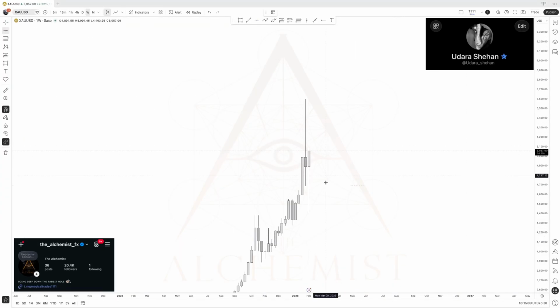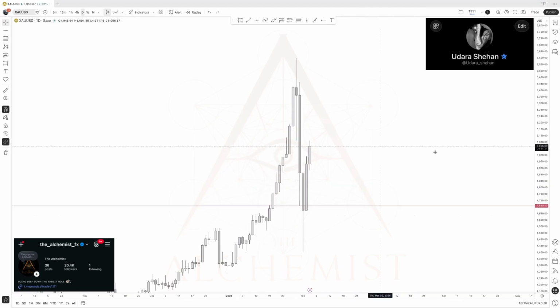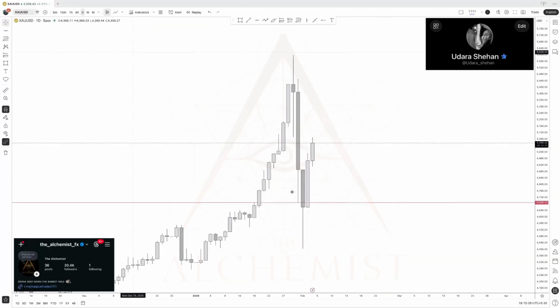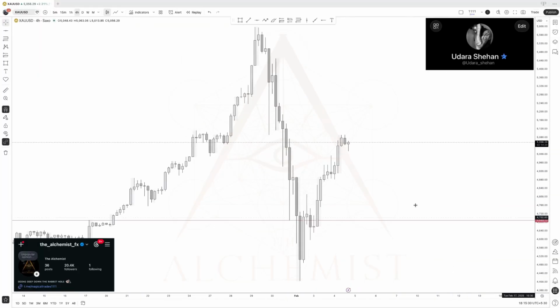So again, the previous weekly low is taken out and we're seeing a nice rejection from these imbalances or from these key levels. So it could still push the market higher. Daily is currently bullish, never turned bearish. The 4-hour time frame is also bullish.